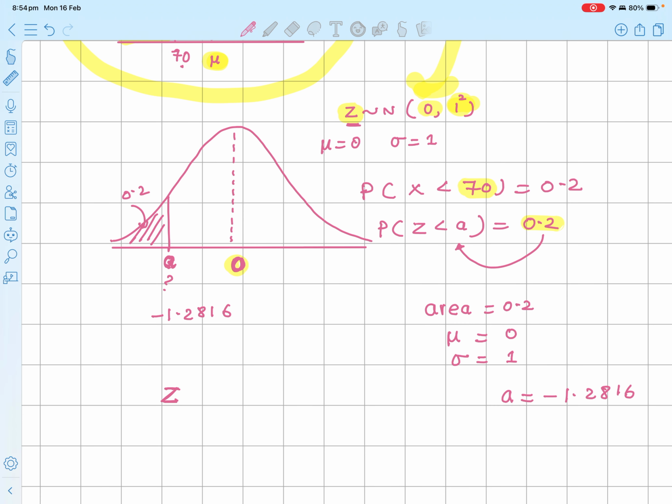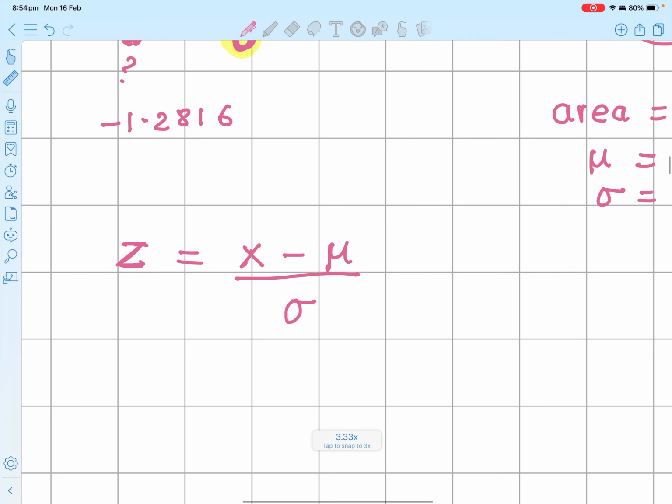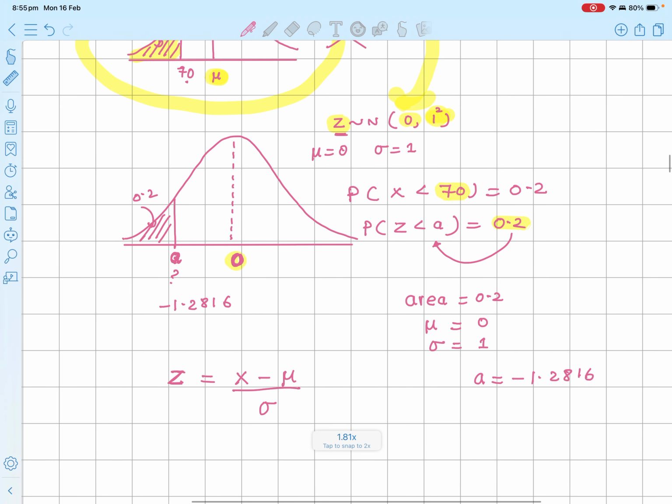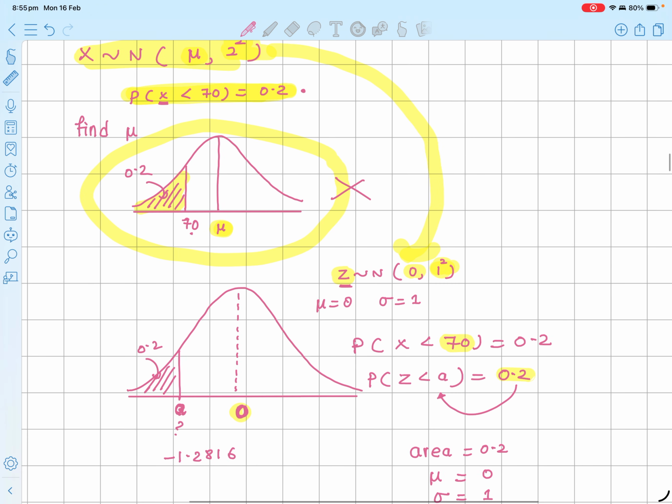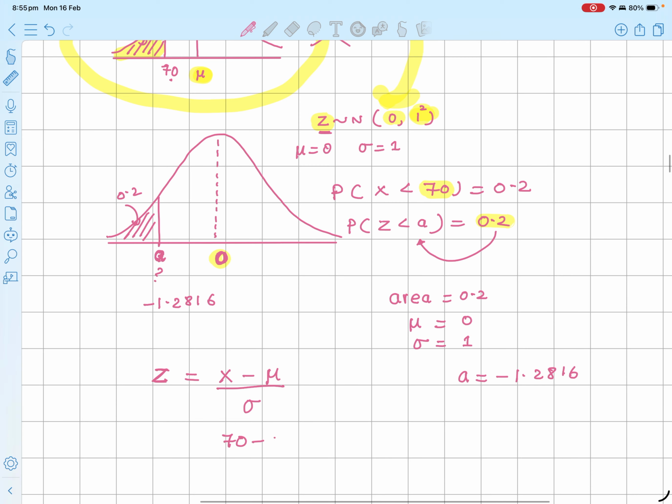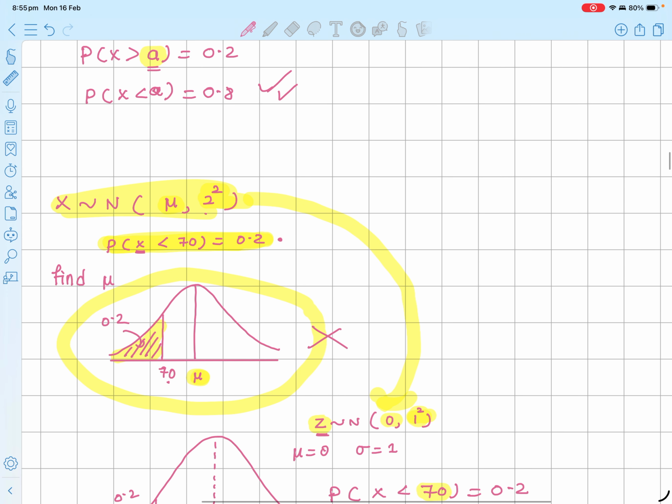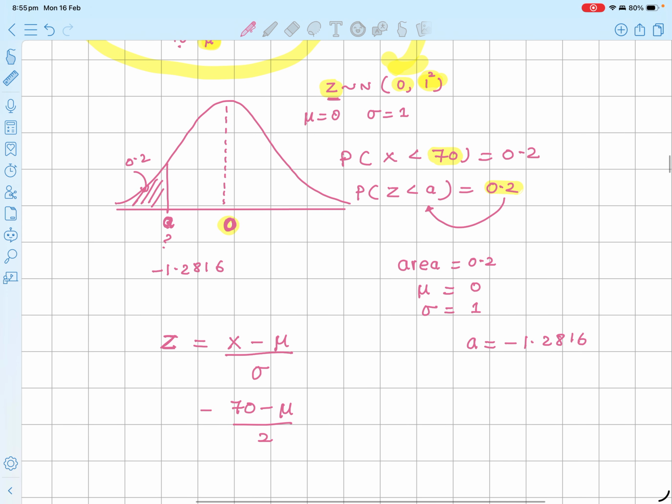So Z equals X minus mu over sigma. That's the formula. It's not that hard of a formula. It's just X minus mu over sigma. We know what X is. X was 70. What transformed is 70. Do we know the mu, the actual mu? No. Do I know the standard deviation? 2. So I'm just filling it in. Do I know the standardized value for that 70? Yes.